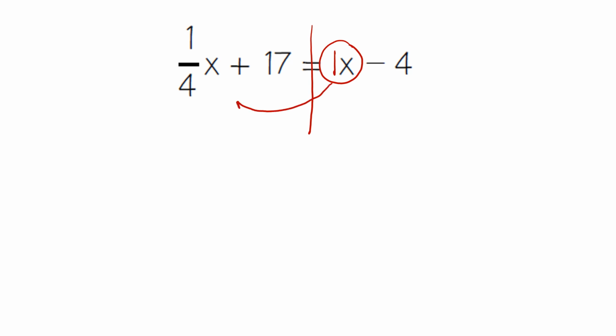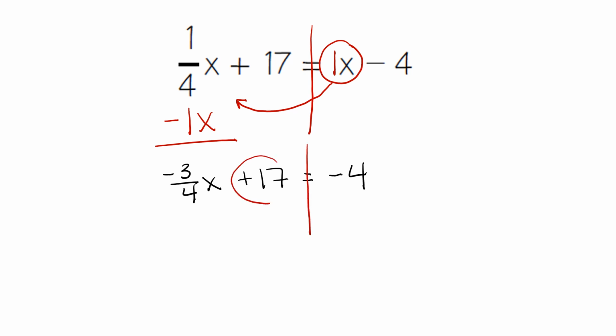We do the opposite as we move it to the left-hand side. We do a minus 1x. 1/4 minus 1 is going to give us a negative 3/4 x. The plus 17 stays the same. The minus 4 also stays the same.